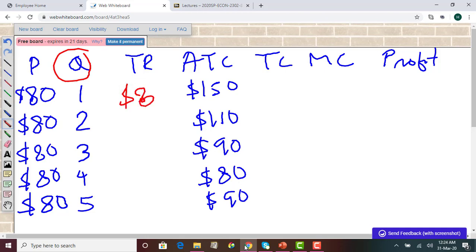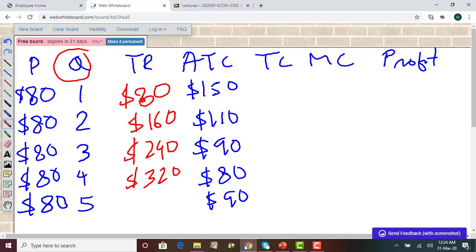80, 160, 240, 320, 400. Okay, now we calculate the total cost. So total cost is, again, just what I said, average total cost times your quantity.